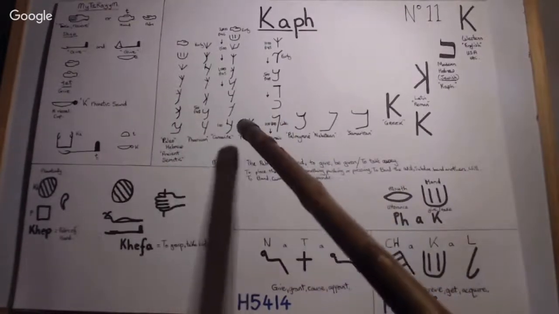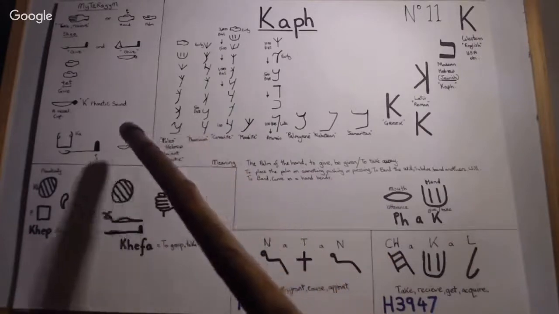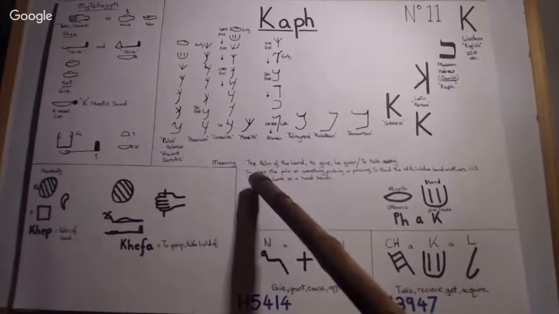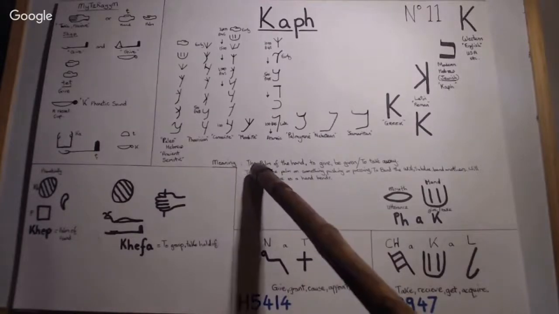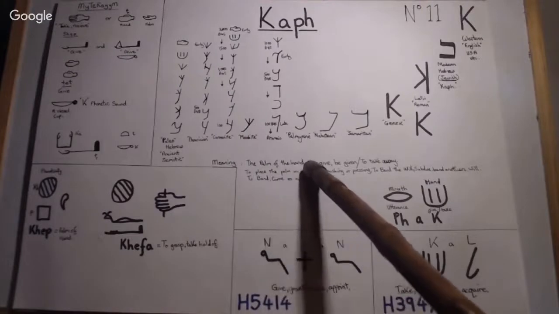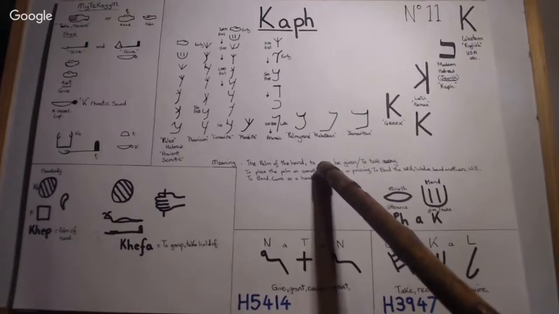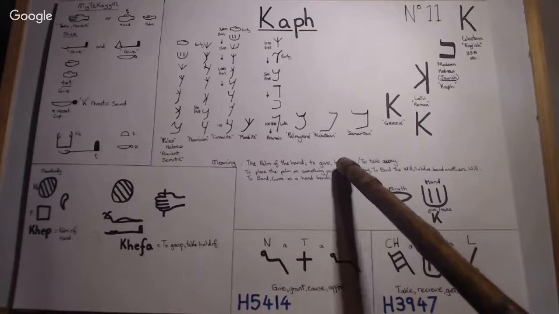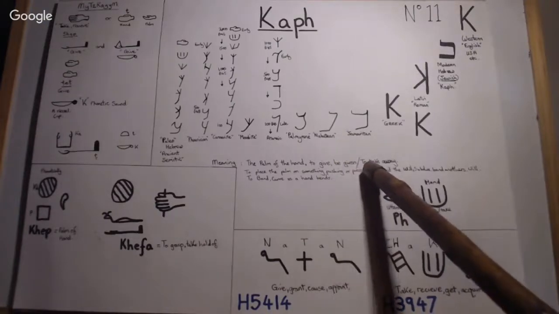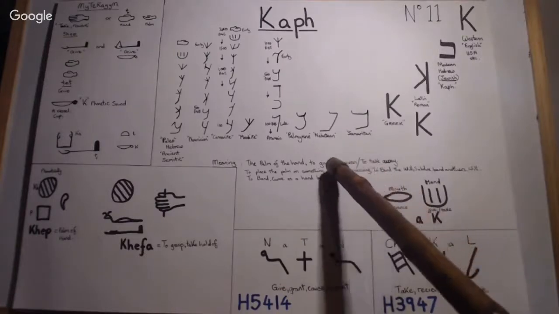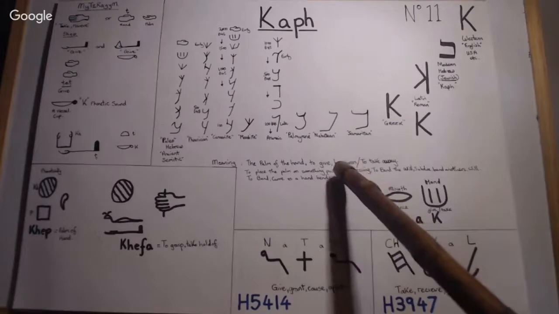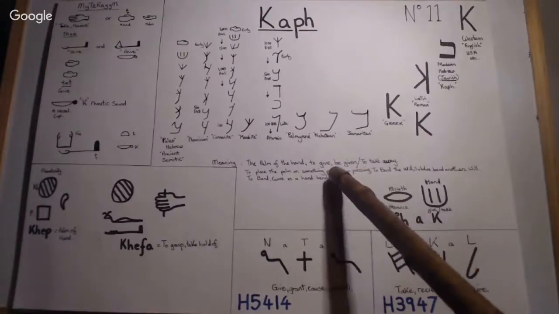So that's pretty much it. Before we go into the other bit over here, we'll give you what the meaning of it is. The meaning is the palm of the hand, and it symbolizes to give somebody something, to be given something. But it also, because there's always like the mirrored version of everything, it can also mean to take away. So when you see a K in a Hebrew word, it can be interpreted as a gift or to be taken.